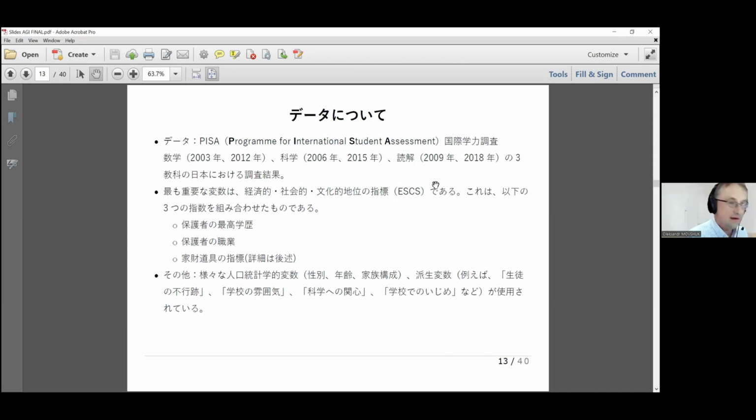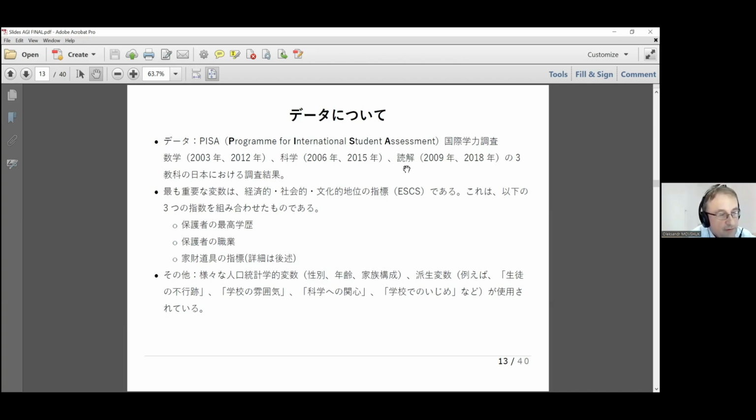Now, after I explained the machine learning, let me explain the data set that I'm going to analyze. It comes from the PISA dataset. PISA started from 2000, but I use data from 2003 until the latest, around 2018. In PISA, there are 3 subjects: mathematics, science, and also reading. And there is rotation across these major subjects.